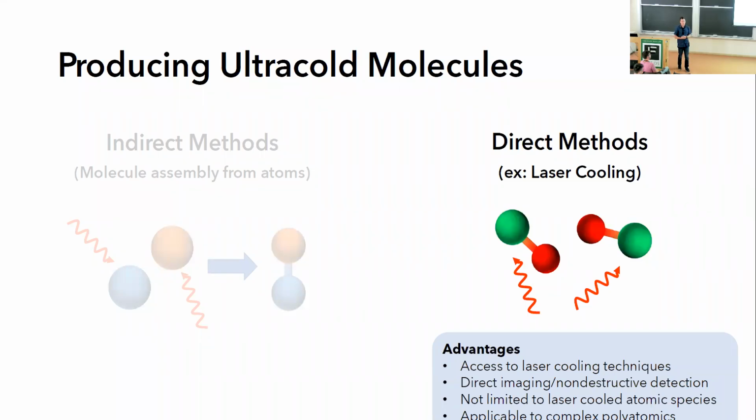First of all, we get access to all of the laser cooling techniques that have been developed for atoms over the many past decades. And of course, we can then image and non-destructively detect our molecules. And also, you'll see that this laser cooling technique actually turns out to not just be limited to molecules where each individual species is laser coolable. And this means that you can laser cool quite a wide range of complex polyatomic molecules, which I'll talk about a bit later on today.